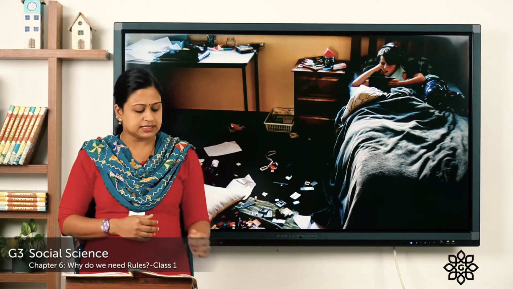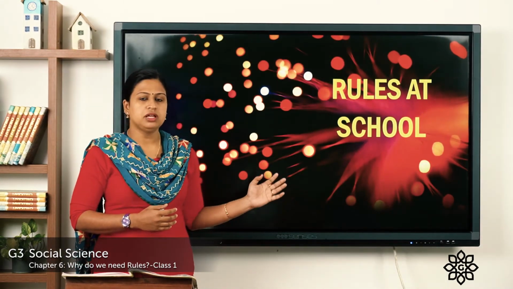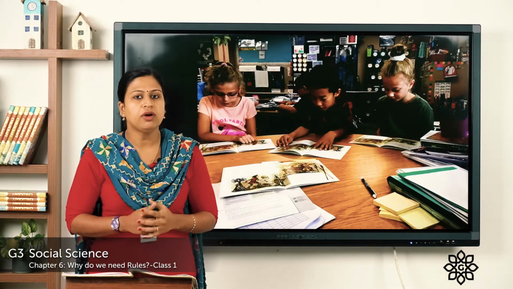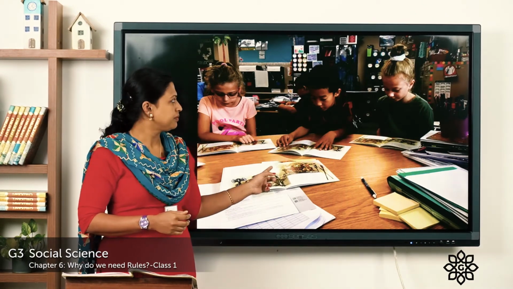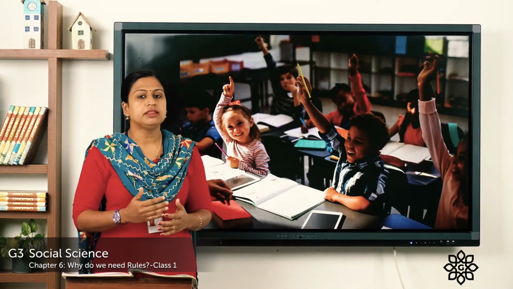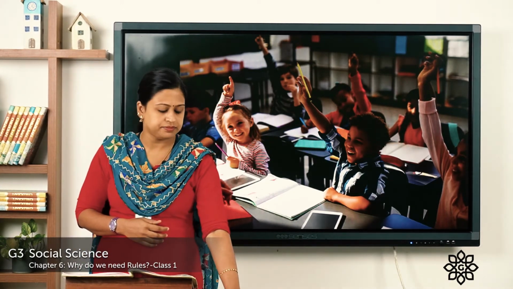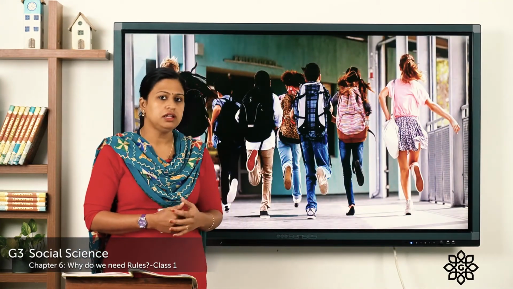Now let's discuss some rules that have to be followed at school. In the classroom, you have to maintain silence so that you can learn better. You should follow the practice of raising your hand when you have to answer, and you should wait for your chance. You should not run in corridors or on steps.